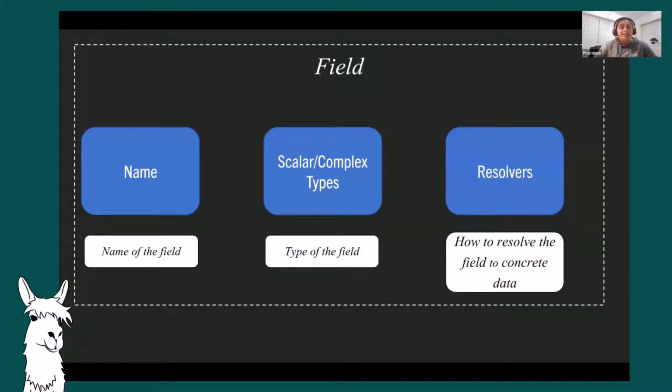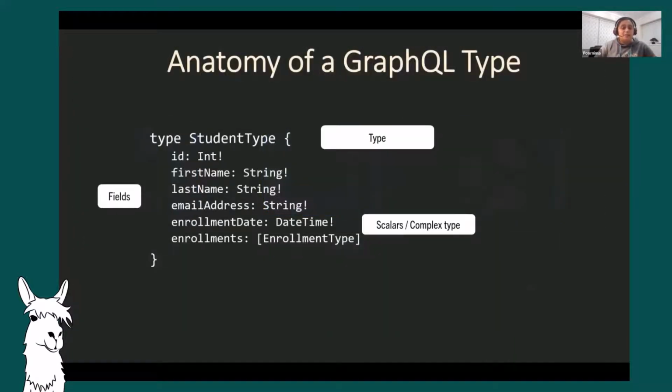And then you have resolvers. Resolvers tell GraphQL where to fetch the data from, or how to resolve a particular field for the data. And this is how a GraphQL type in SDL looks like. This is my student type, which is a custom or object type. It has fields: ID, first name, etc. They all have types against them, integer, string, etc. There's a datetime one, and there's even a custom one called a list of enrollment type.